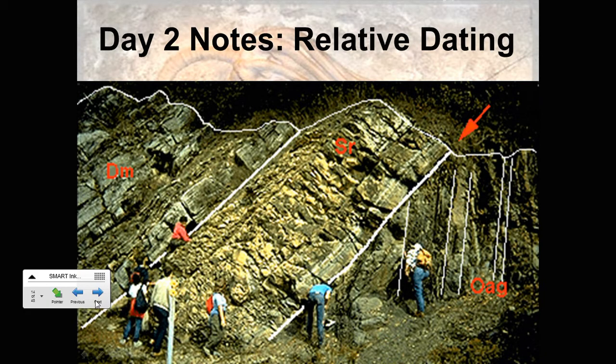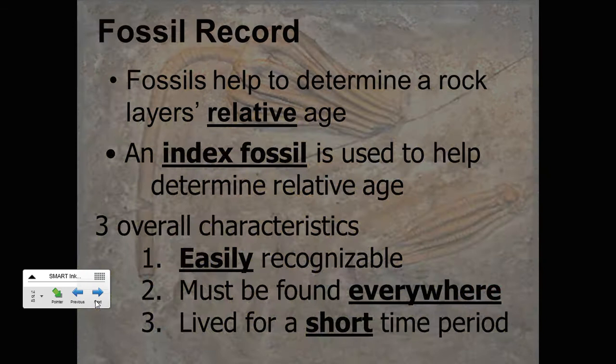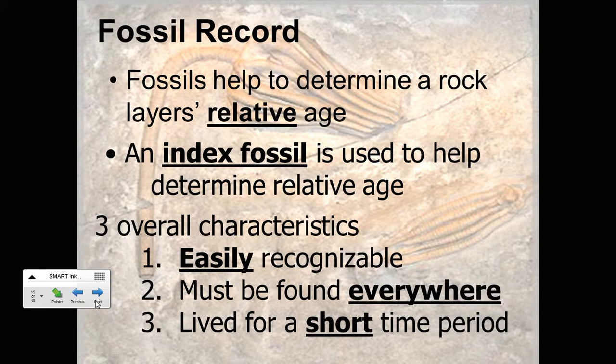So the next set of notes, the relative dating notes. This all has to do with layers of rock. In the fossil record, fossils help to determine a rock layer's relative age, or how it's related to another layer. I always say that if I put perhaps your grandmother next to you, just by looking at the two of you, I can say, well, your grandmother is older than you because of looking at her versus the way you look. That's relative age. An index fossil is used to help determine relative age.